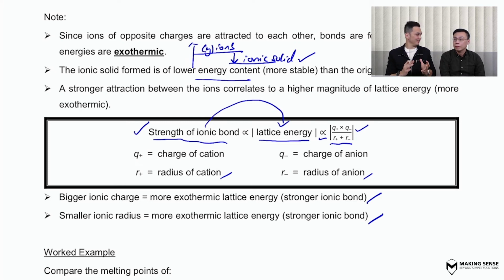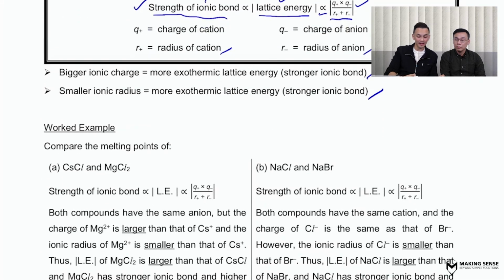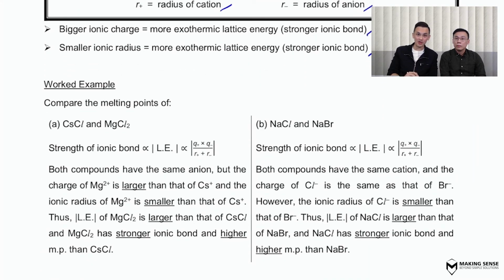I think what's more important is they can apply this to an exam question. So let me walk you through sample questions you're going to find in exams. Now you can see below there are a few word examples. Let's talk about the technique and the strategy behind this. The question is: compare the melting point between cesium chloride as well as magnesium chloride. First thing we realize is both are ionic bonds. So when it's ionic bonds, we have to use the formula for lattice energy, right?